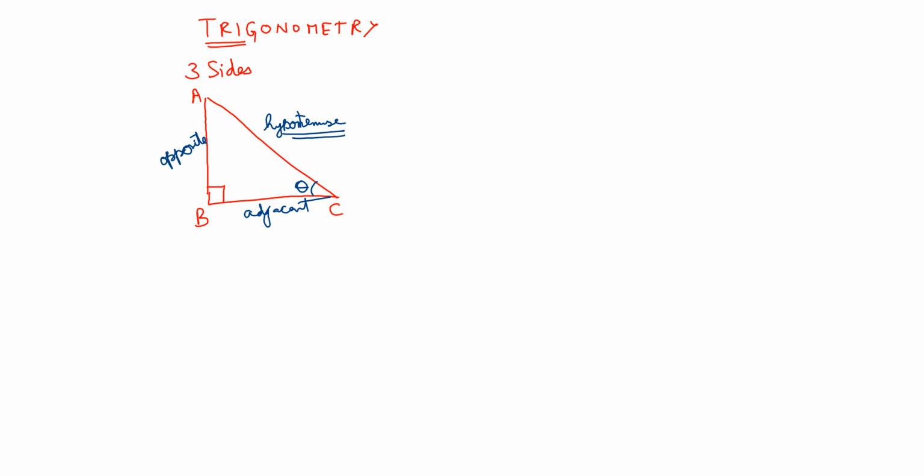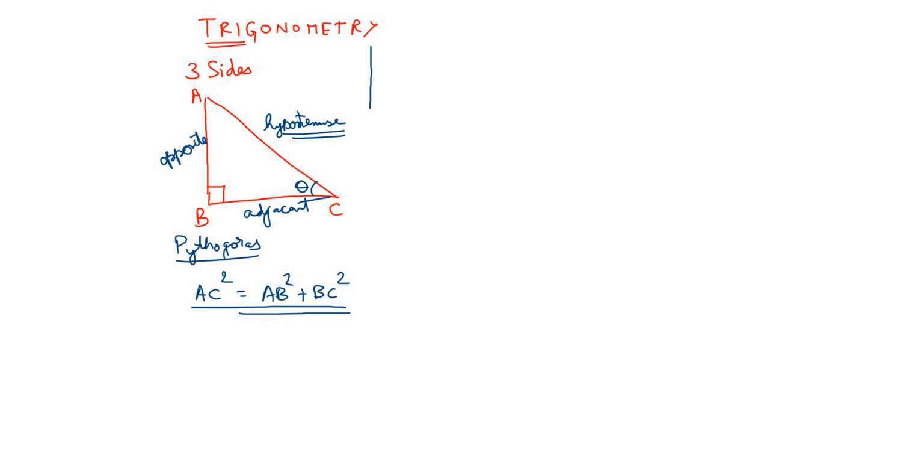Hypotenuse. Okay. With this right angle triangle, the mathematician Pythagoras derived one theorem, and it is: hypotenuse square is equal to the sum of squares of the other two sides. It means hypotenuse square, AC square, is equal to AB square plus BC square. Is it clear? So this property is applicable only for a right angle triangle.